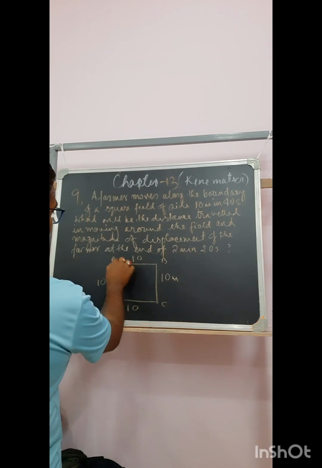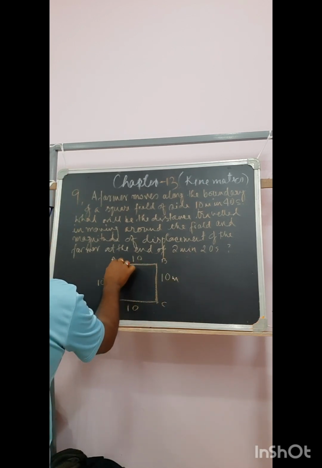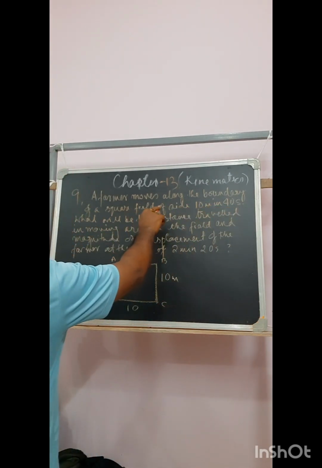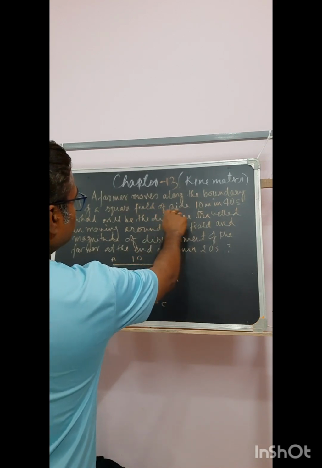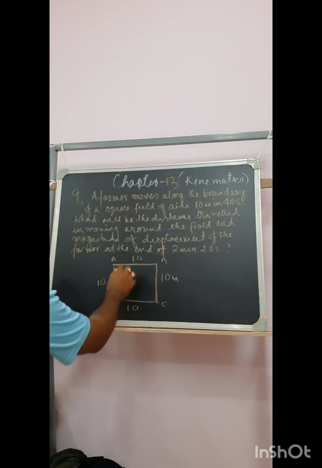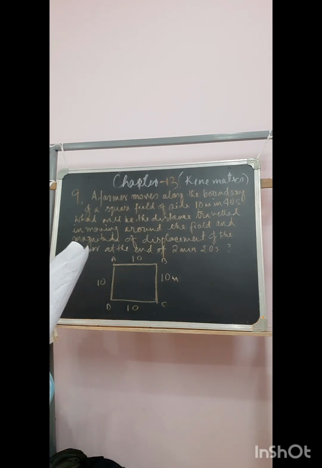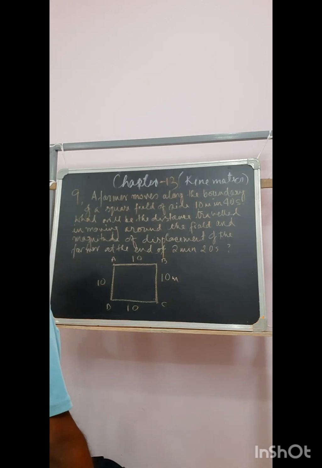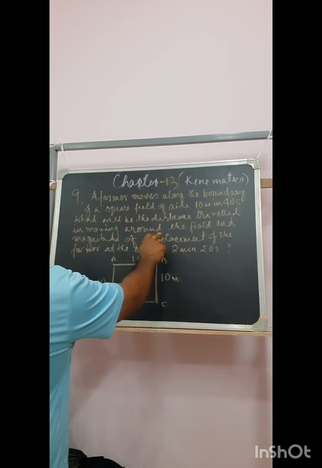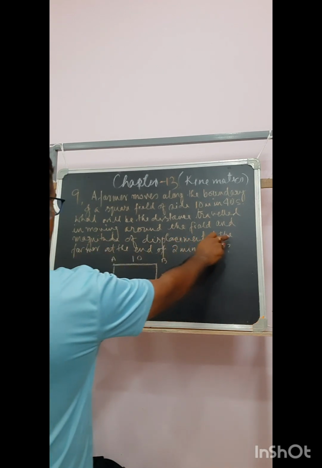He moves along the square field, which means he is traveling all around the corners and coming back, 10 meter along each side, in 40 seconds. So that means he is covering the total square in 40 seconds. Okay. So what will be the distance traveled in moving around the field and the magnitude of the displacement of the farmer?